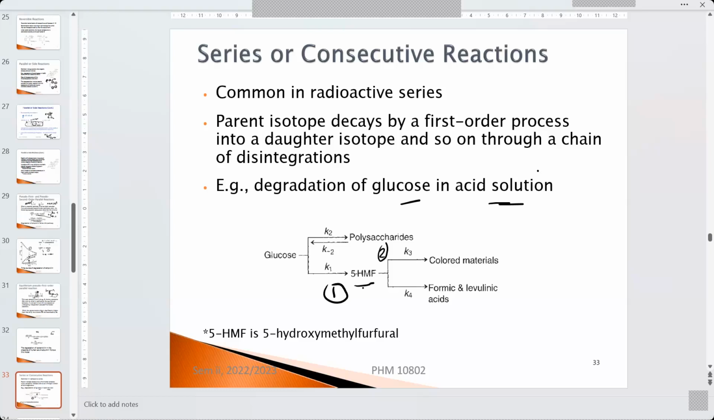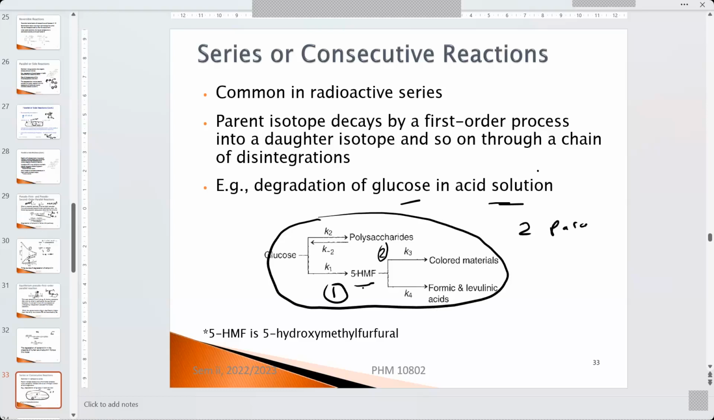forms different materials, colored materials, and formic and levulinic acids. So see how complex reactions may be. You may have, so what do you have here? You have two parallel steps and one reverse. One of them is a reverse reaction, a reversible reaction, okay?